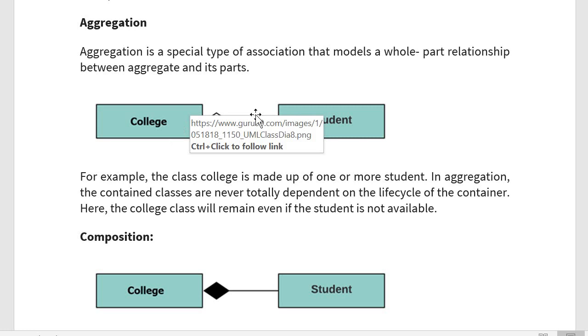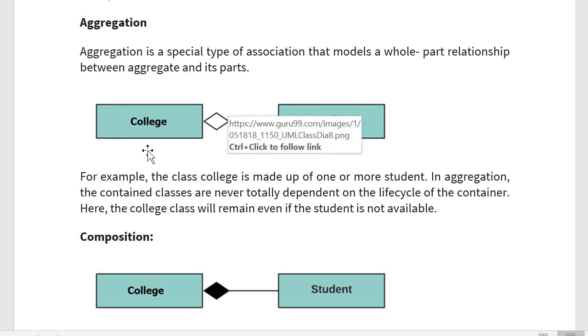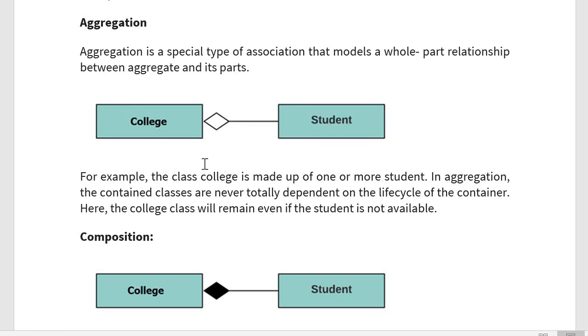There is one class called college, another class called student. This symbol is called the aggregate. Here the college is the whole class, and the student is the part class. The college is made up of one or more students.